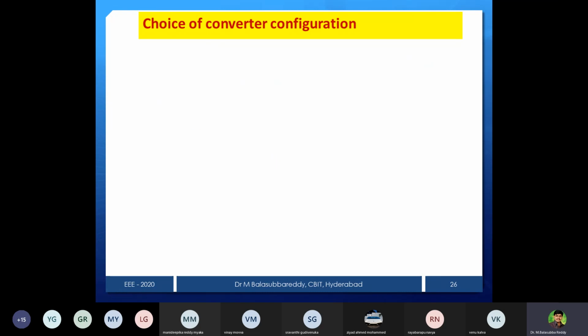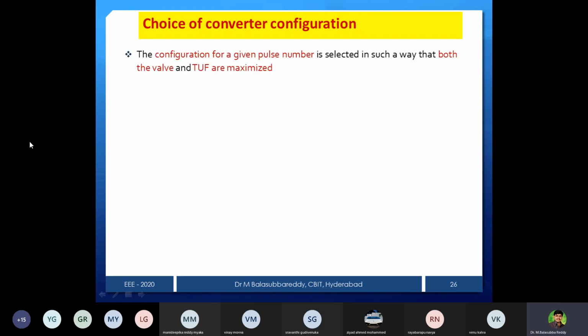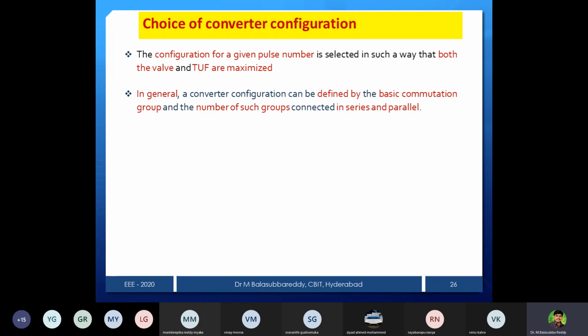The second one is the choice of converter configuration. In this case, same as the previous one, the configuration for a given pulse number is selected in such a way that both the valve utilization and the transformer utilization factor are maximized. TUF is nothing but the transformer utilization factor. For the given pulse number you have to select the configuration such that the valve utilization and TUF are maximized. So you have to maximize that.